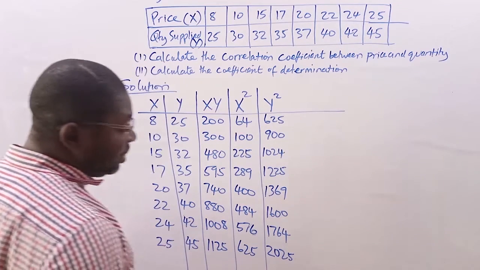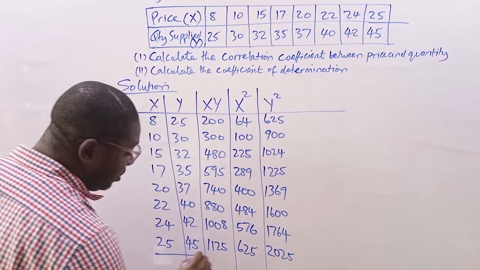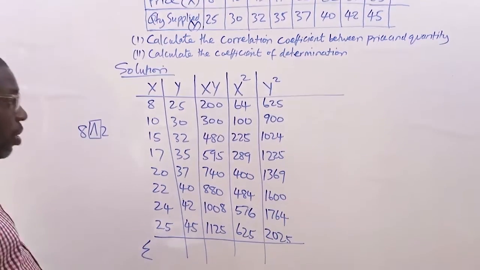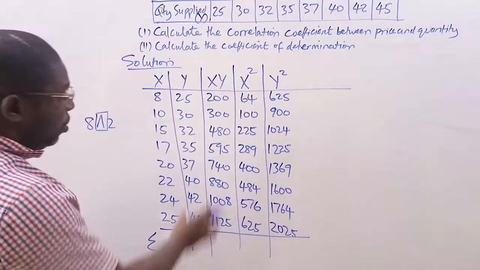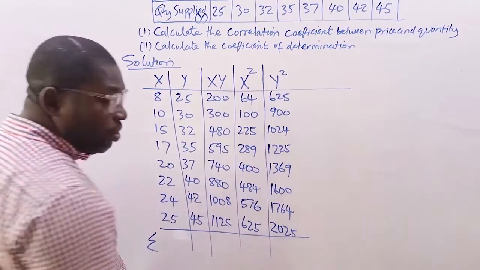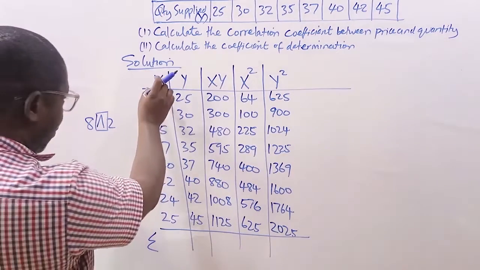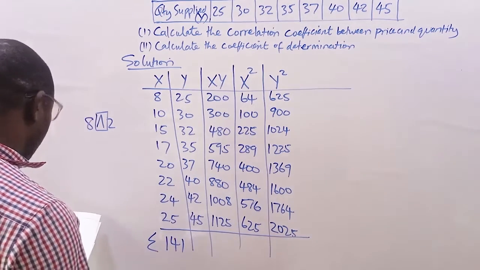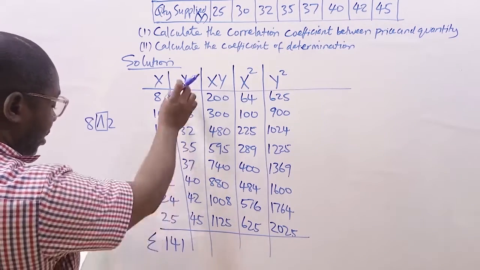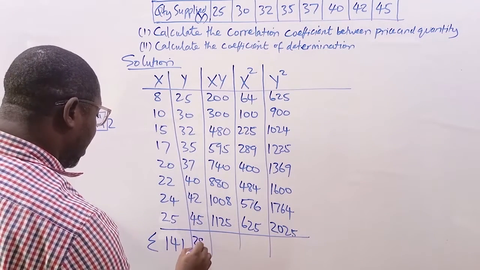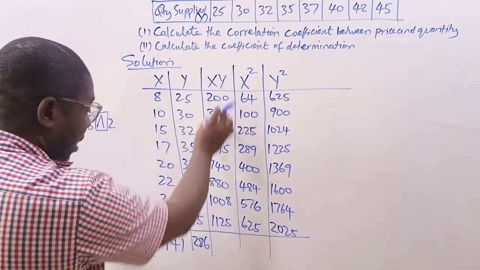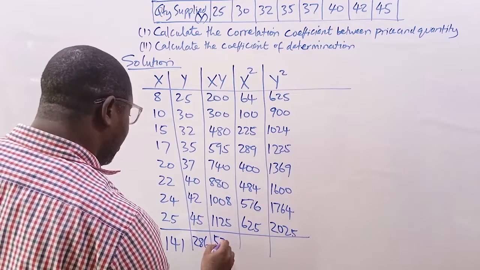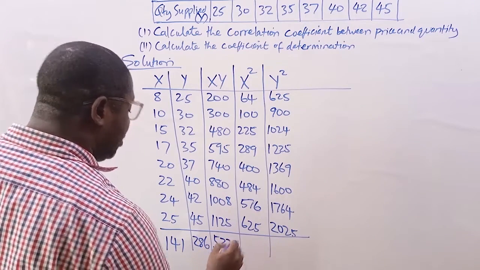So after determining this, we find the summation of each of these columns. And if you add up the value of X, what you have is 141. If you add up the values in the Y column, that gives you 286. If you add up the columns in X and Y, you have 5,328.